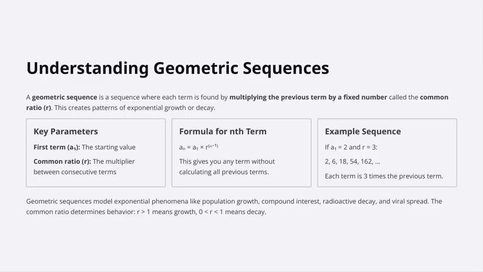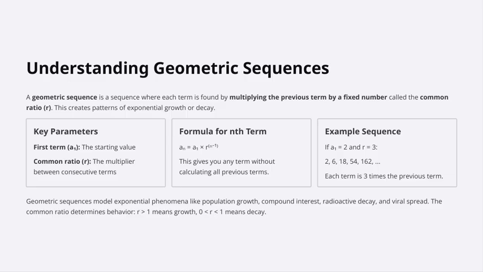For example, if we set a1 to 2 and r to 3, our sequence would look like 2, 6, 18, 54, 162, and so on. Each term is 3 times the previous one, illustrating how the pattern continues. These sequences are powerful because they model many exponential phenomena we encounter daily, like population growth, compound interest in finance, radioactive decay, or even how viral spread occurs.